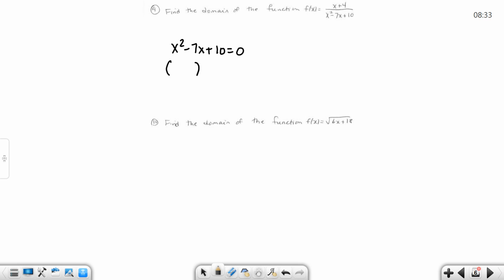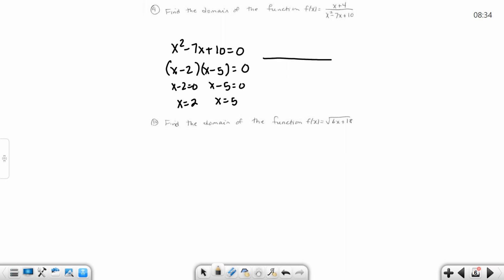It's a quadratic that we can solve by factoring, and it will factor as x minus 2 times x minus 5. We can multiply it back out to check it, but that's right. Now we set each factor equal to 0, and we solve and get x equals 2 or x equals 5. Now those are the numbers that cause trouble with the function. They will give us 0 in the bottom.